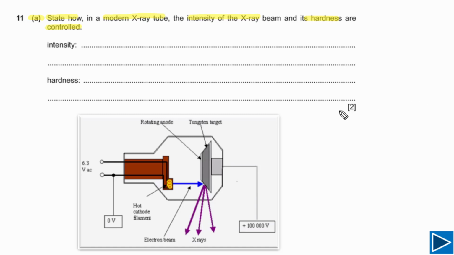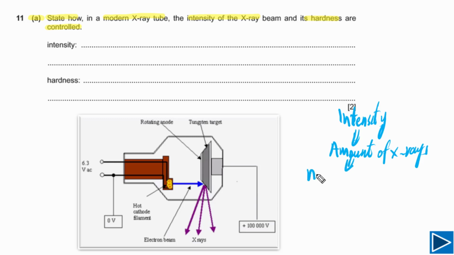First of all, let's try to understand what intensity is. When we talk about the intensity of an X-ray beam, we are talking about the amount of X-rays. So this is the first thing you need to understand: intensity refers to the amount of X-rays. The amount of X-rays depends on the number of electrons hitting the anode per unit time.